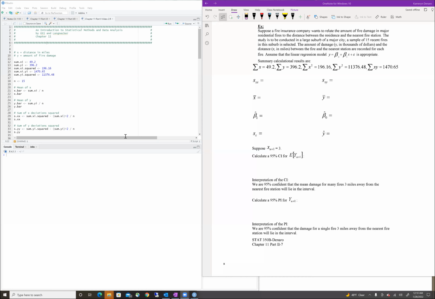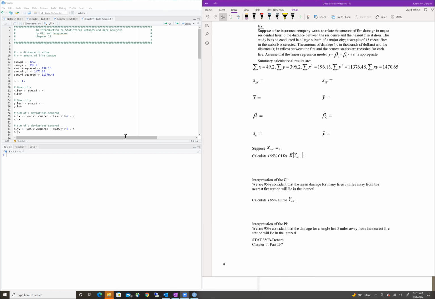Suppose a fire insurance company wants to relate the amount of fire damage in major residential fires to the distance between the residence and the nearest fire station. The study is to be conducted in a large suburb of a major city. A sample of 15 recent fires in the suburb is selected. The amount of damage, Y, in thousands of dollars, and the distance, X, in miles, between the fire and the nearest station are recorded for each fire. Assume that the linear regression model is appropriate.